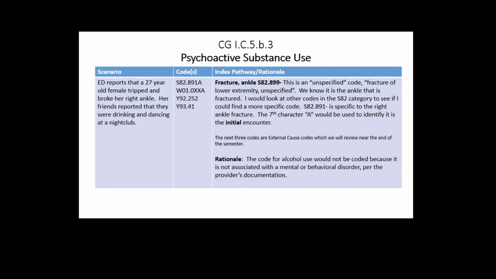The 7th character A would be used to identify it is the initial encounter, and that 7th character would be added to the S82 code. The next 3 codes that are there are what's called external cause codes. I'm not going to get into them. They're pretty complicated. We'll be touching on those nearer to the end of the semester, but I don't want to talk about those today. In this case, the code for alcohol use would not be coded because it's not associated with a mental or behavioral disorder per the provider's documentation.